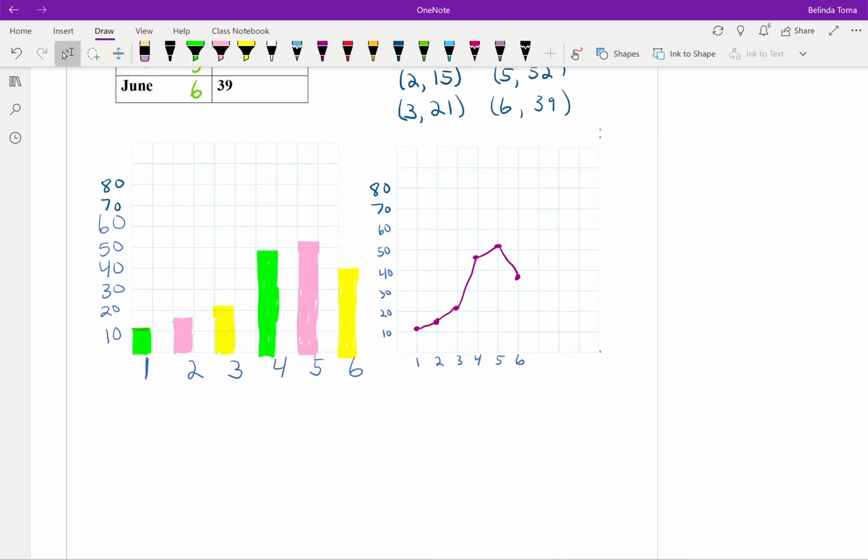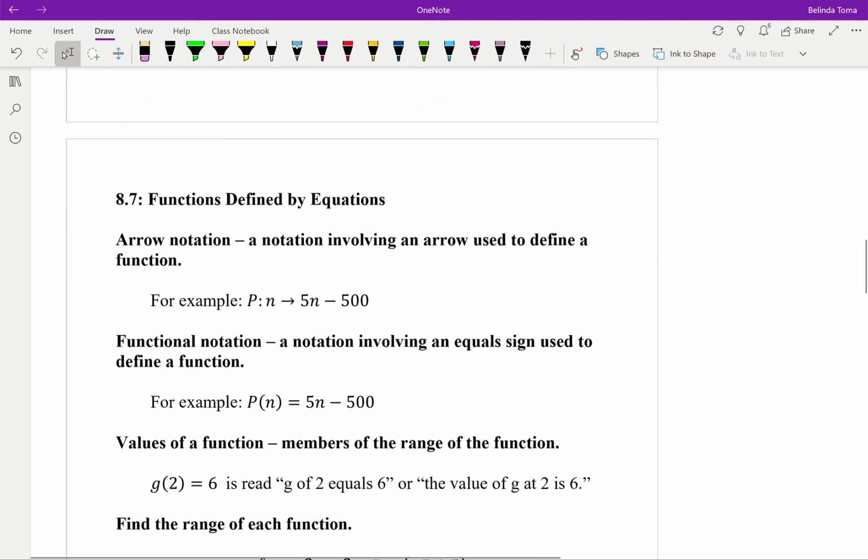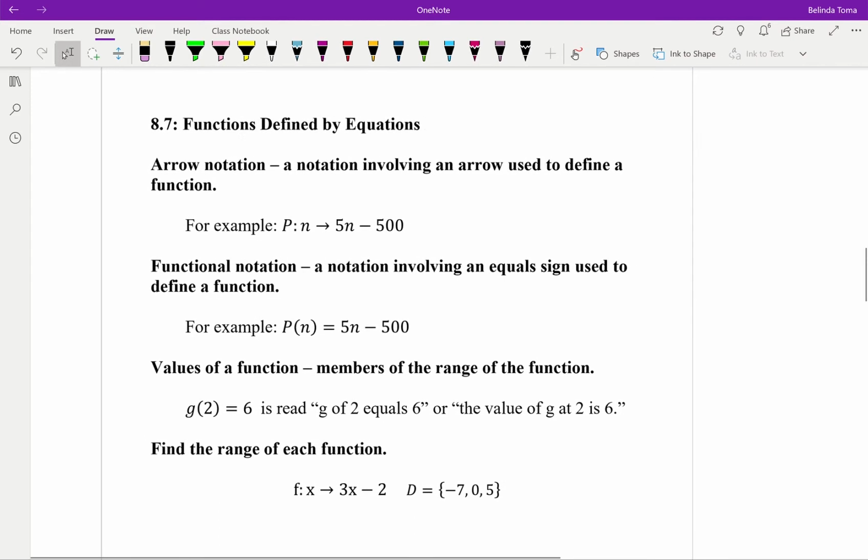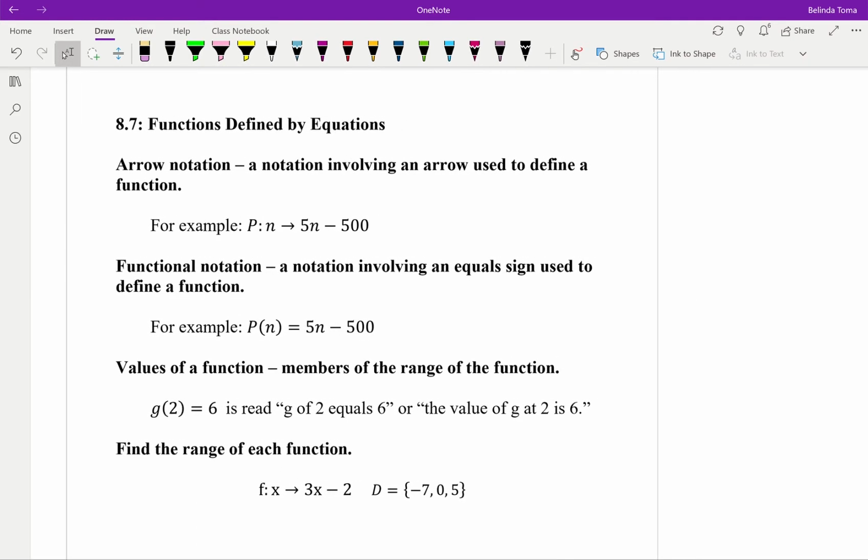Now we're going to move into section 8.7, which is functions defined by equations. So we first want to get familiar with a couple of different notations. The first is an arrow notation, which you see here in this example. We have P of n, where or such that the function rule would be 5 times n minus 500. That's one type of notation.